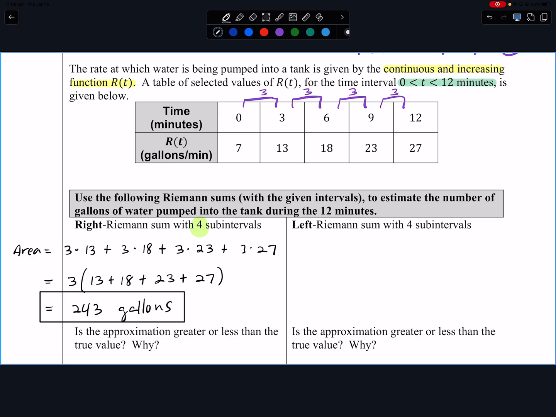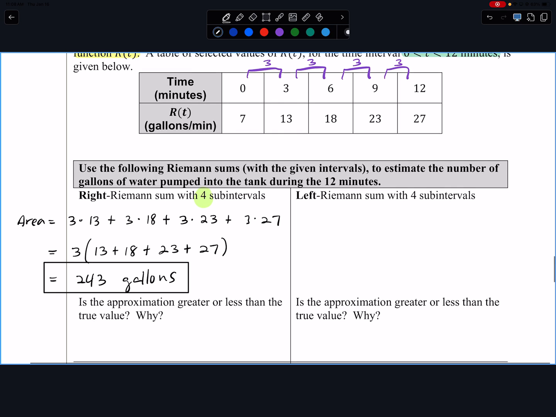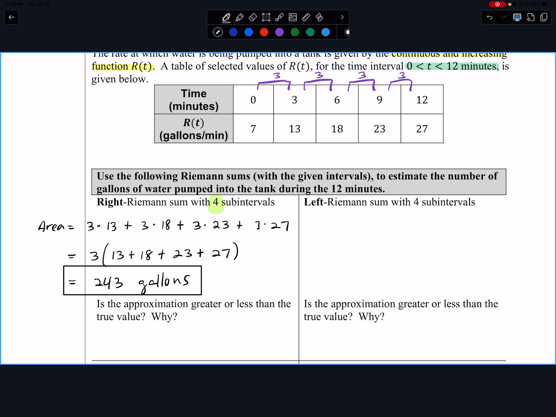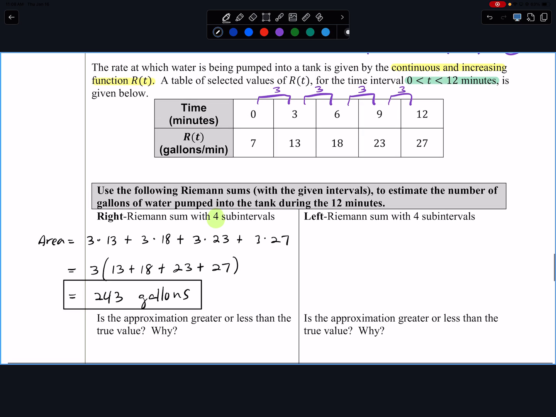Pause. Does this make sense? Does everybody follow me? Yeah? Now it says, is this approximation greater or less than the true value? So is this an overestimate or an underestimate? That's what it's asking you. So what do we know about the function? The function is increasing. And you can tell also because you guys see how the gallons are increasing as time goes on.